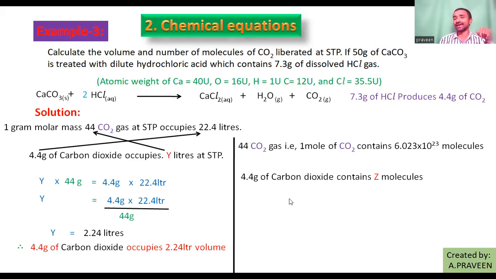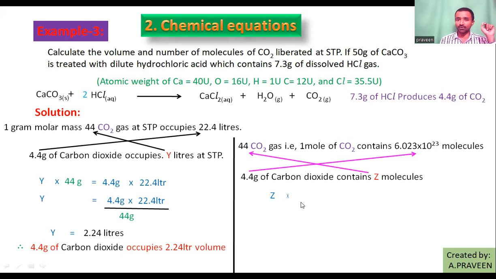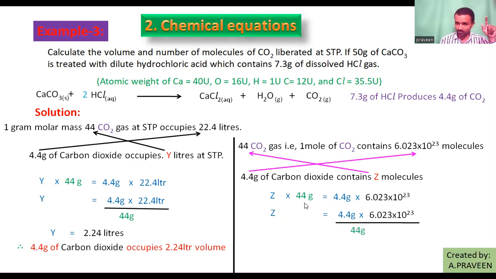Okay, so here again the same law of constant proportion. Cross products are equal. So Z into 44 is equal to 6.023 into 4.4, or 4.4 into 6.023 into 10 to the power of 23 molecules. Then on transposing, what can we write? 4.4 into 6.023 into 10 to the power of 23 divided by 44. Then cancellation here, simple technique. Grams cancelled. Then 4.4 one time and 44 is 10 times. So what I got: 6.023 into 10 to the power of 23.